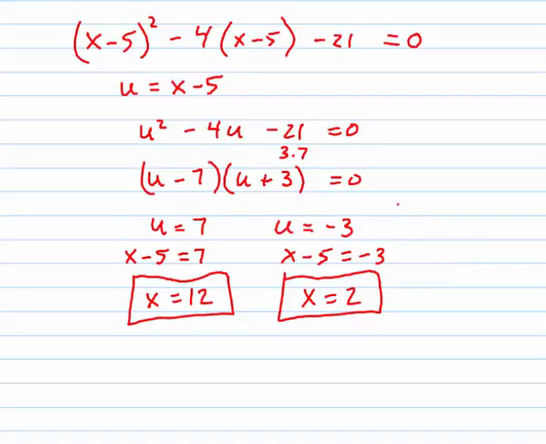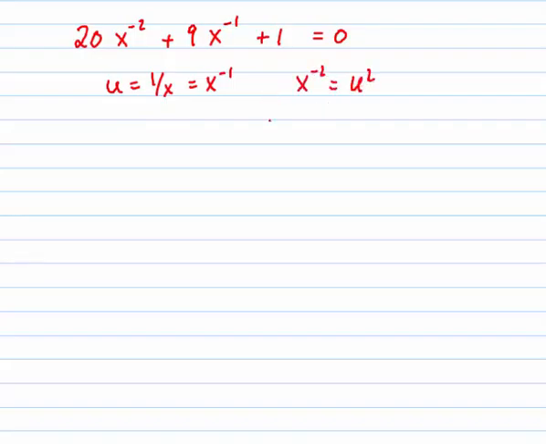Okay, we can check those. If you put in 12, that's 7 squared, 49. Putting in 12 here, and so that's 7. 7 times 4 is 28. It's a minus 28, minus 21, and it's a minus 49. 49 minus 49 is 0. So that one worked, and you can check the other one. Okay, last one.